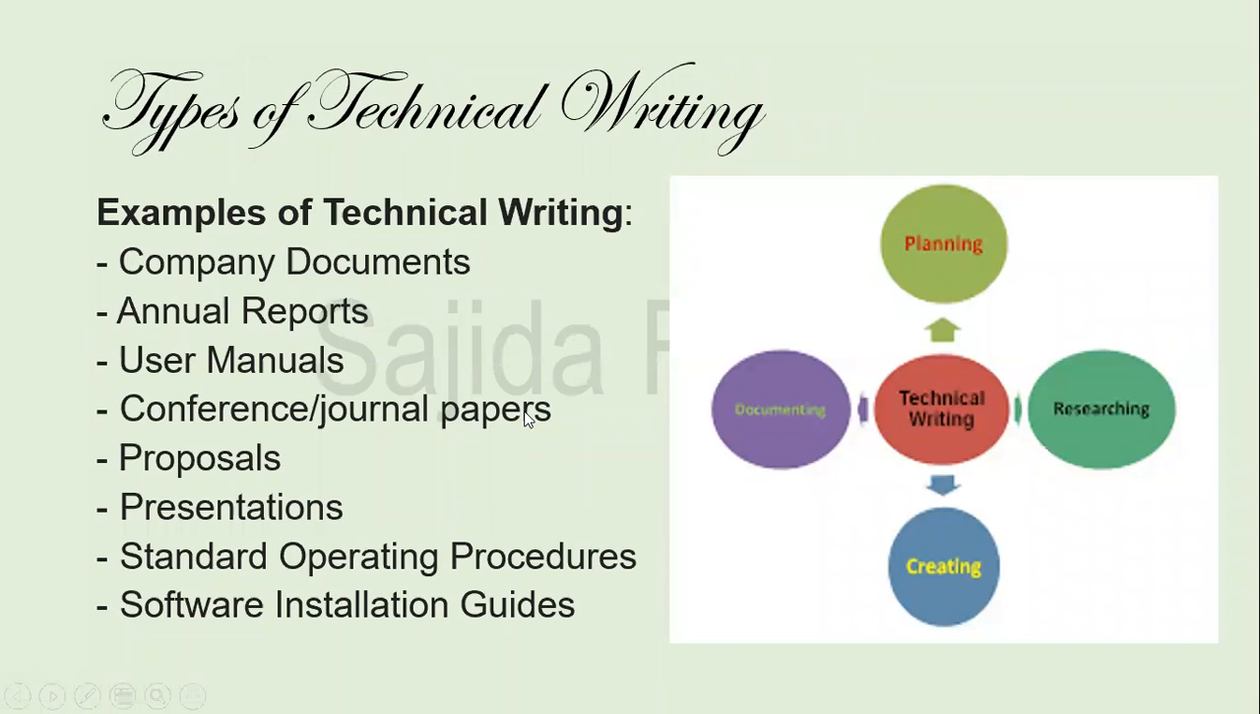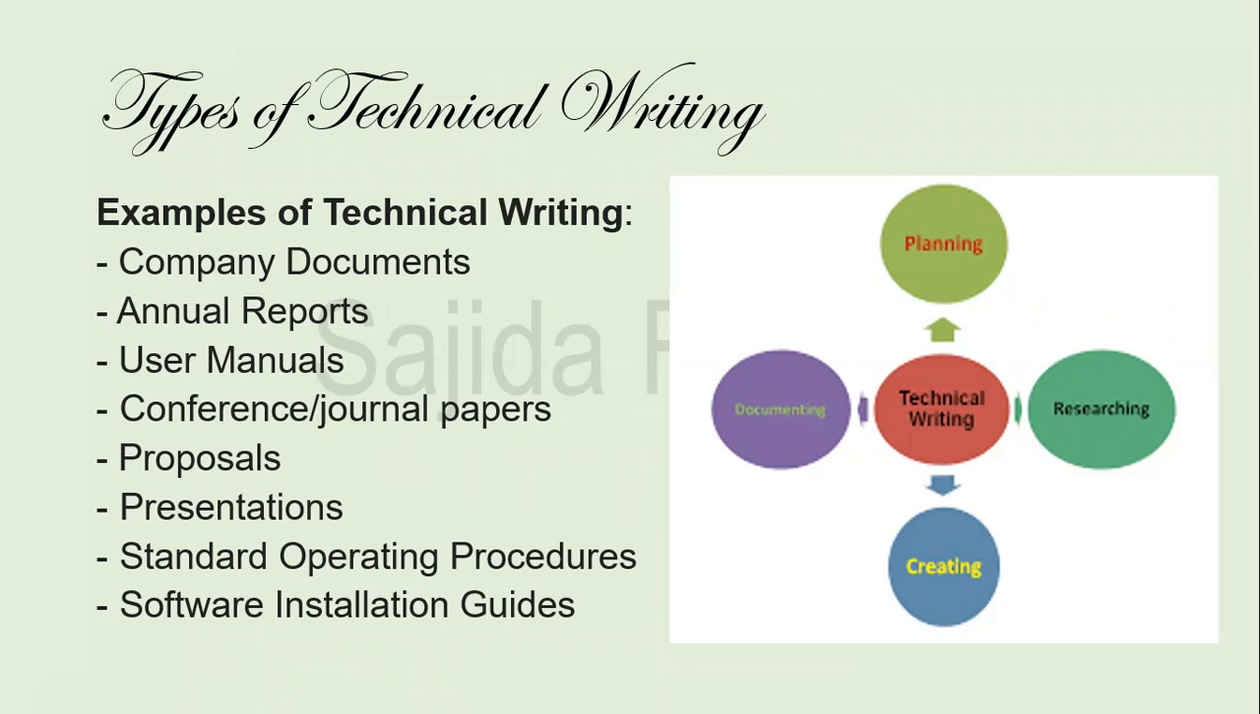What are the different types of technical writing? You can see there are several examples that I've put down in this slide. They could be company documents, so documents printed or published by a company about the kind of technical work they're involved in. It could be annual reports by a company. So how did the company do in the last year? What were the achievements? Did they make any profit? Were there any things that they needed to improve on?